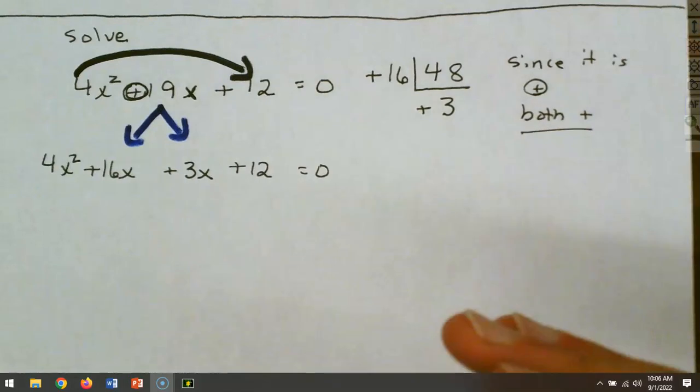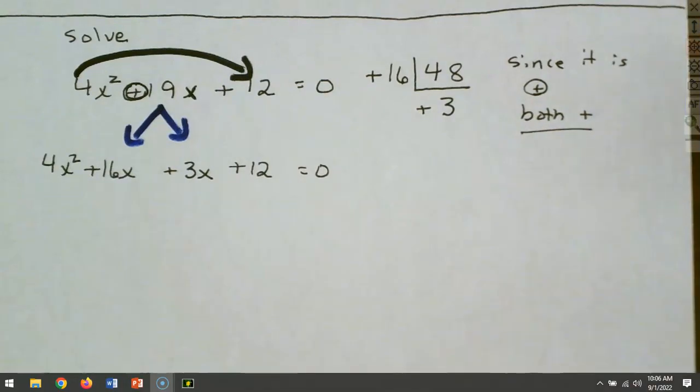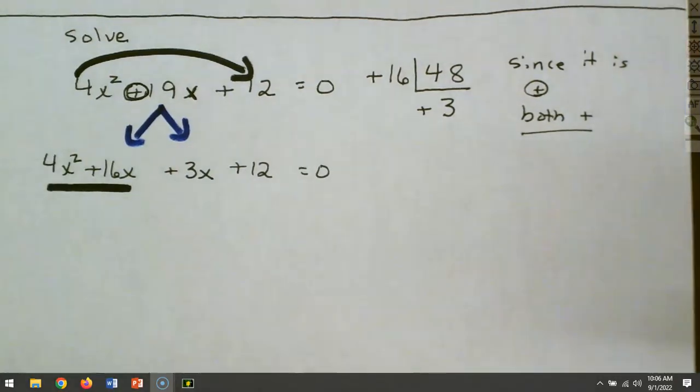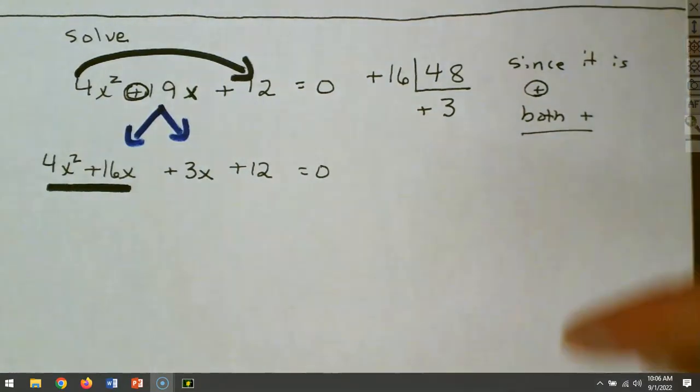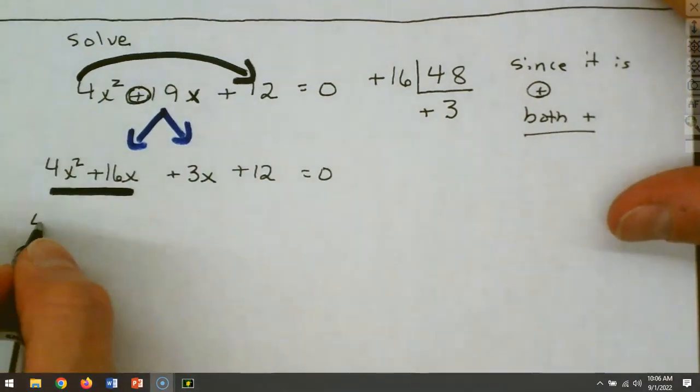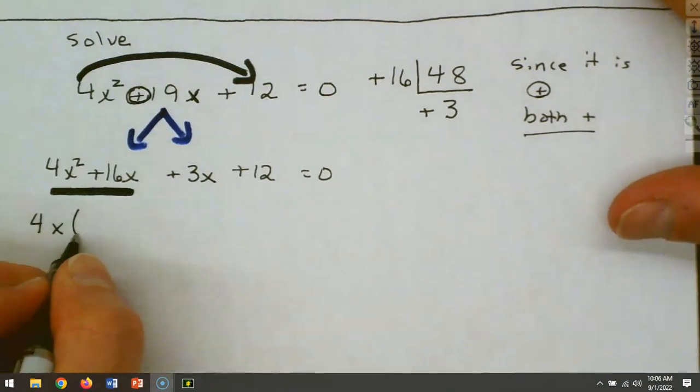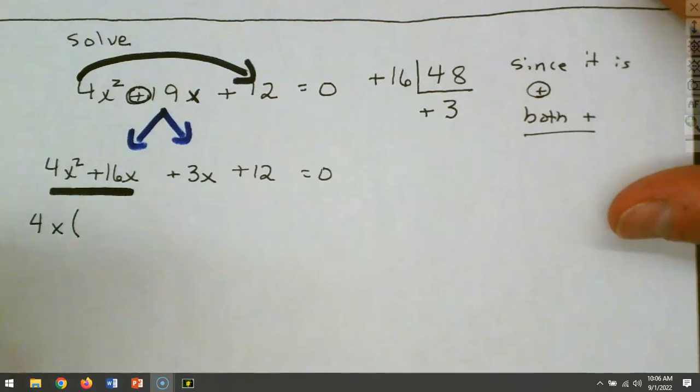So we take 3 terms and we break it into 4. And then once we have it into 4 terms, we factor by grouping. So we group the first 2 together, and what can come out of here? Looks like we can take out a 4 and an x.